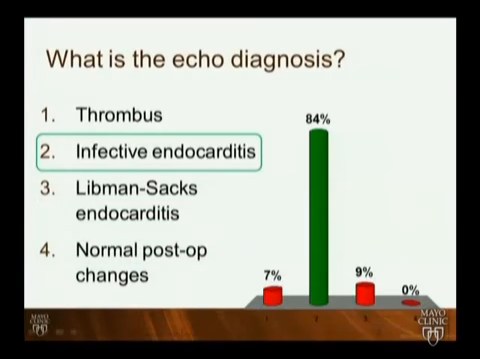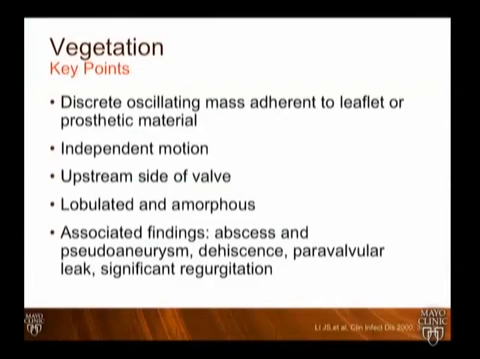Okay, good. So 84% are correct. It's infective endocarditis. And so the key points for vegetation is that it's a discrete oscillating mass that's adherent either to the leaflet or to the prosthetic material in the valve that has independent motion from the valve. And typically, vegetations are located on the upstream side of the valve.